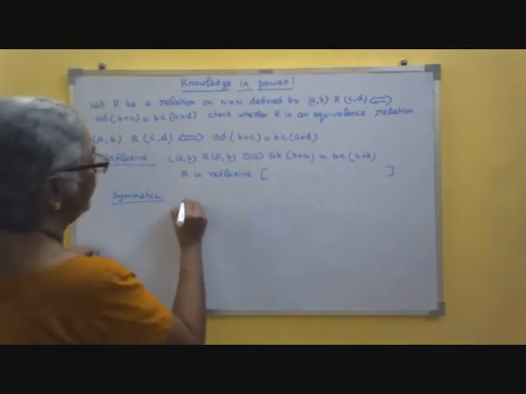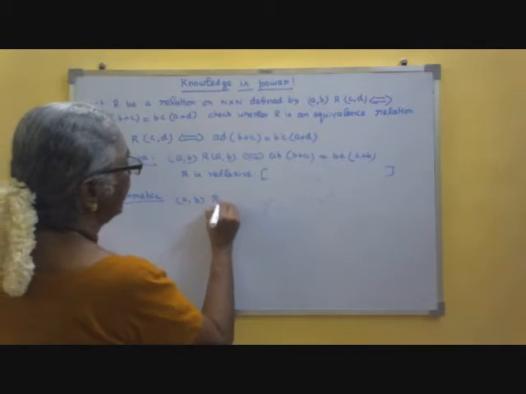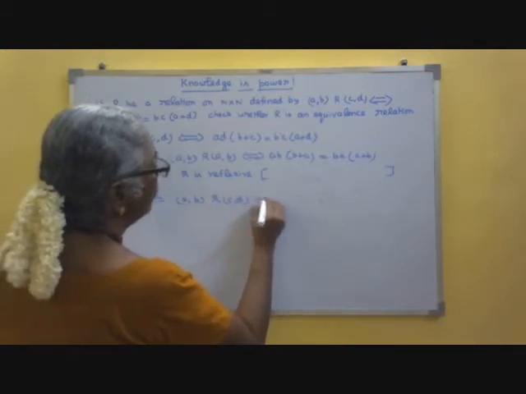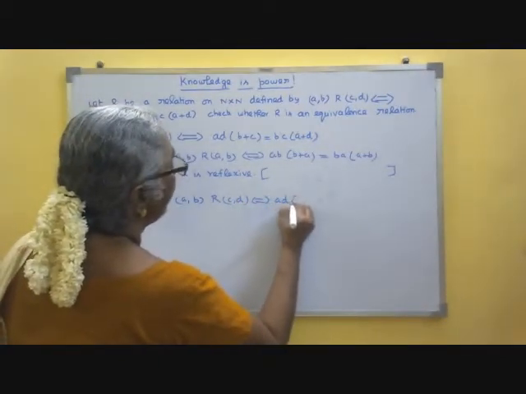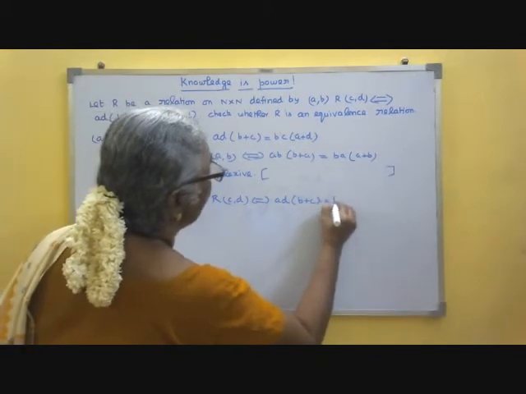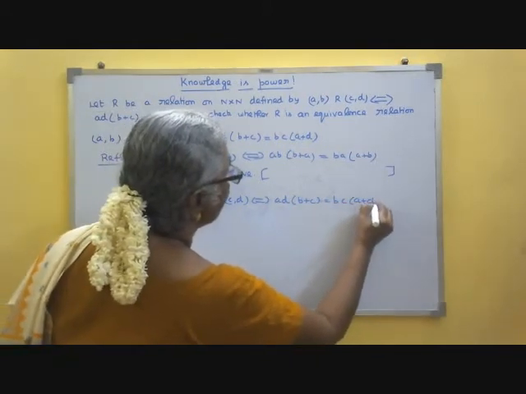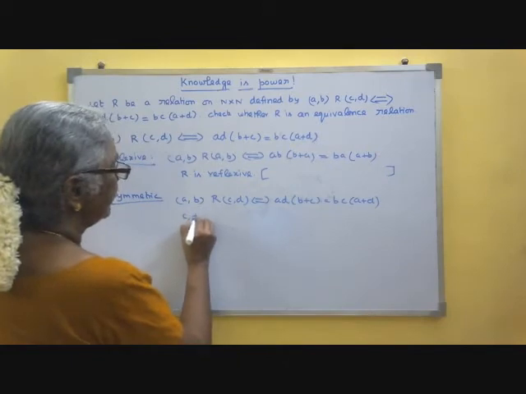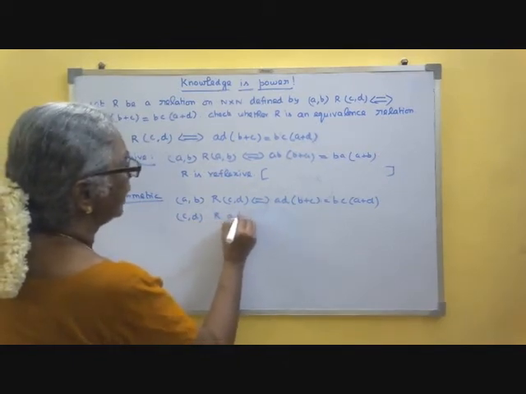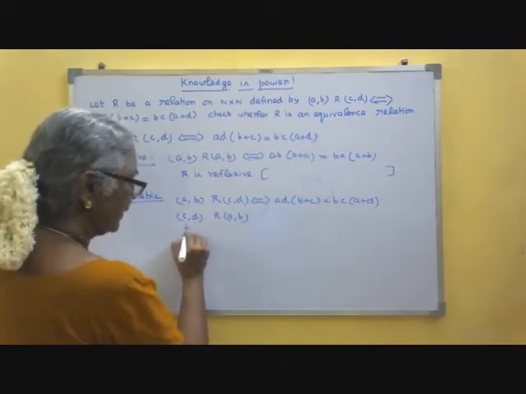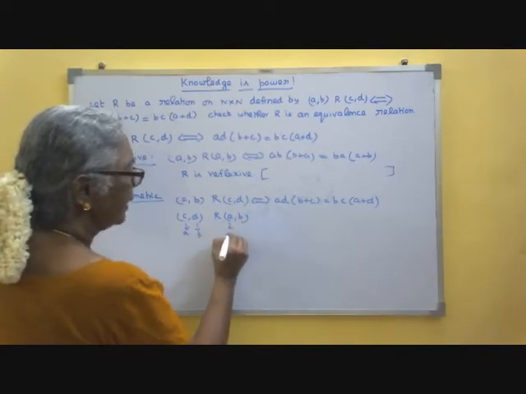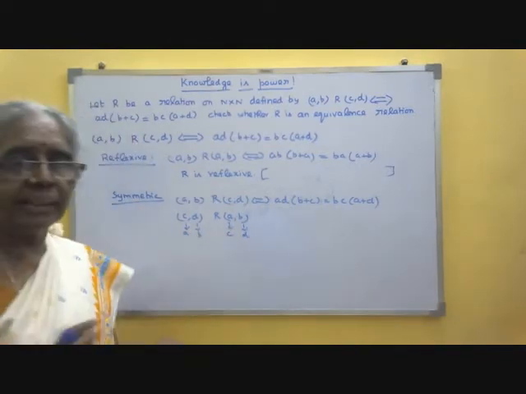So now let us write (A, B) related to (C, D). You know that is already given: AD(B + C) = BC(A + D). Now let us see (C, D) related to (A, B). Now this is A, this is B, this is C, this is D. They are in that place.